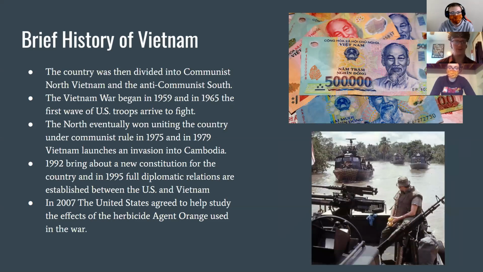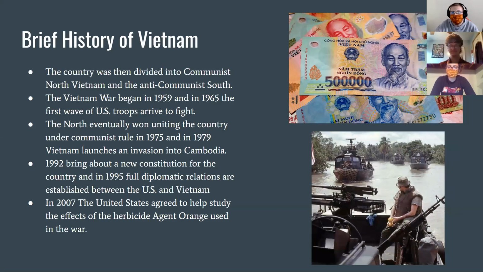1992 brings about a new constitution for the country, and in 1995, full diplomatic relations are established between the U.S. and Vietnam, which previous to that, from the end of the war until 1995, the U.S. had placed harsh sanctions and embargoes on Vietnam. In 2007, the United States agrees to help study the effects of the herbicide Agent Orange used in the war.